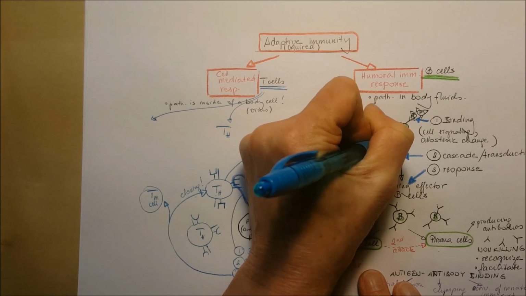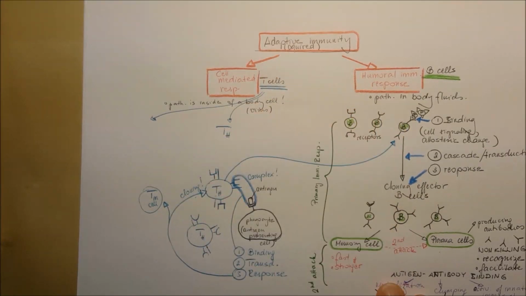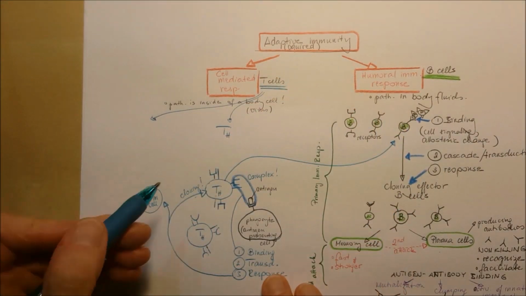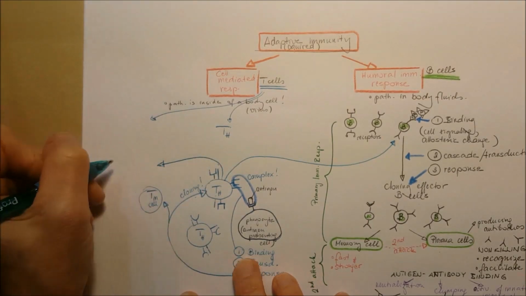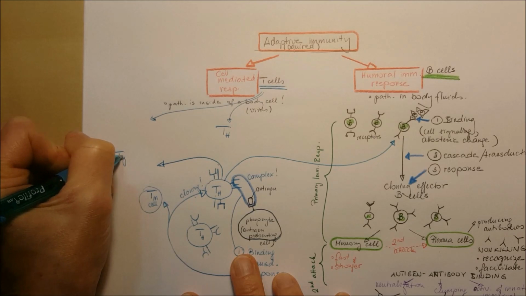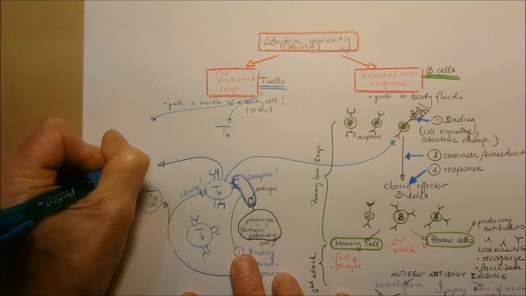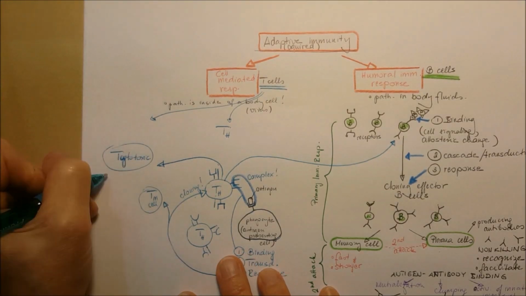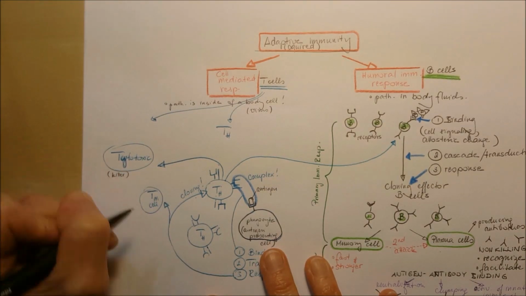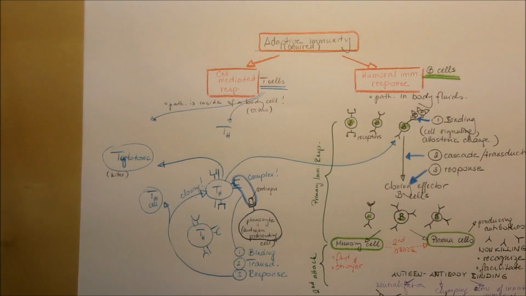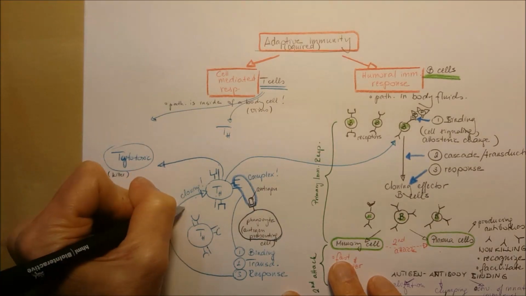The T helper cell also helps the B cells to initiate antibody production, as well as triggers or helps the T cytotoxic cells. These are killer cells. These are the killers out of all of them that we talked about.